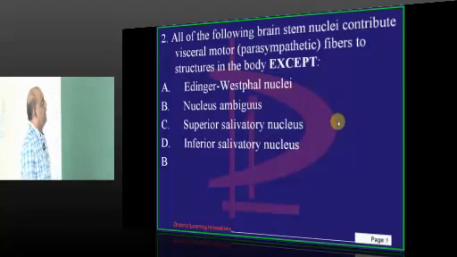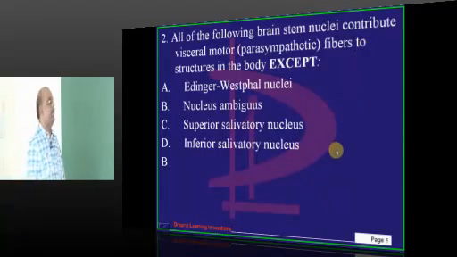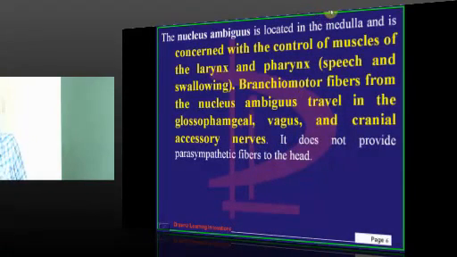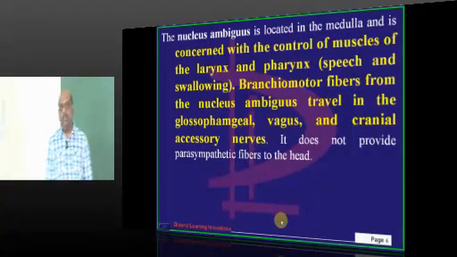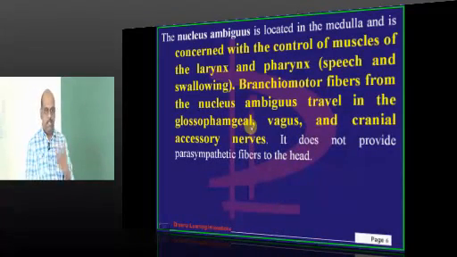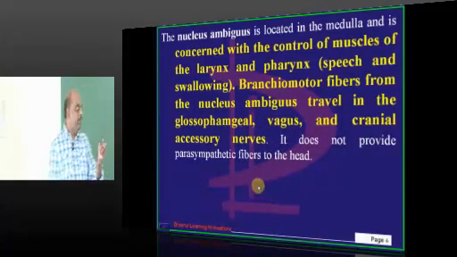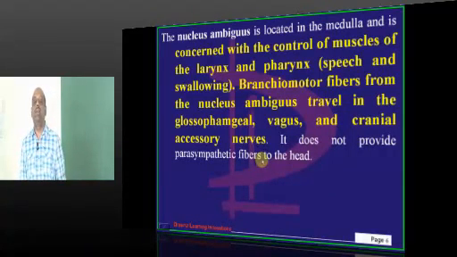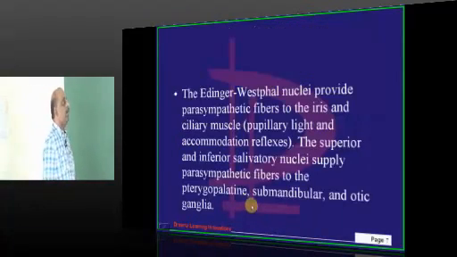Now, coming to the various brainstem nuclei, which is the favorite question of the examiner. Nucleus ambiguus is important. It is located in the medulla. It is important for the control of the muscles of the larynx and the pharynx, and the glossopharyngeal, vagus, cranial accessory. It is a common motor nucleus for all three. It does not carry any parasympathetic fibers, is what needs to be remembered.